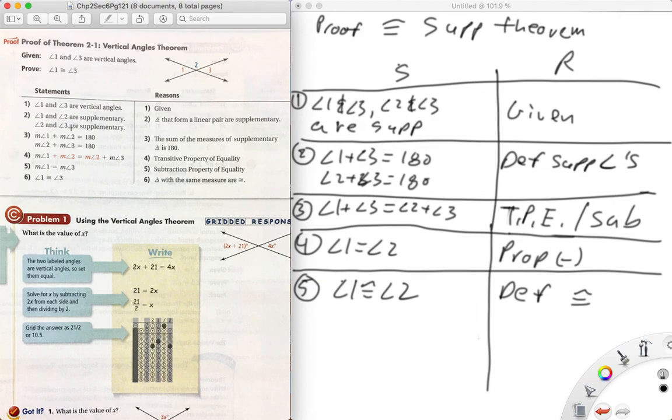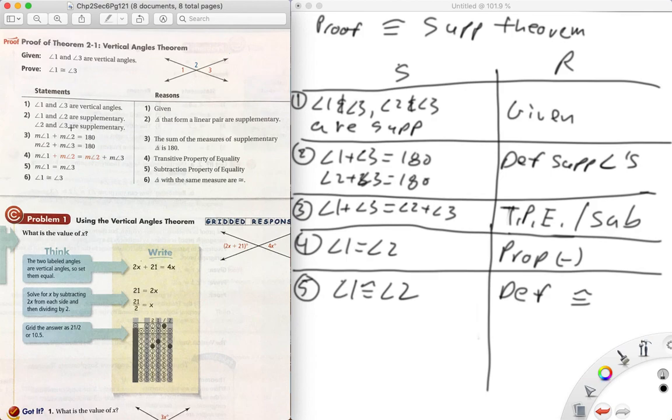the measure of angle 1 plus the measure of angle 2 equals 180. Likewise, the measure of angle 2 plus the measure of angle 3 also equals 180. Due to the transitive property of equality, the measure of angle 1 plus the measure of angle 2 equals the measure of angle 2 plus the measure of angle 3.